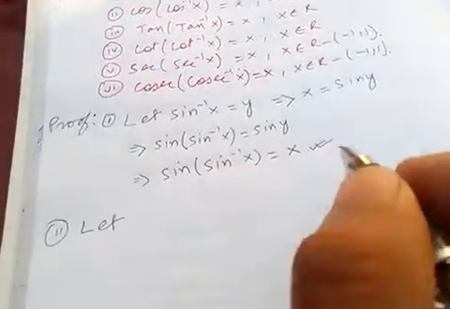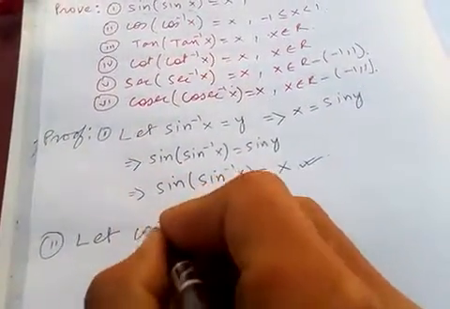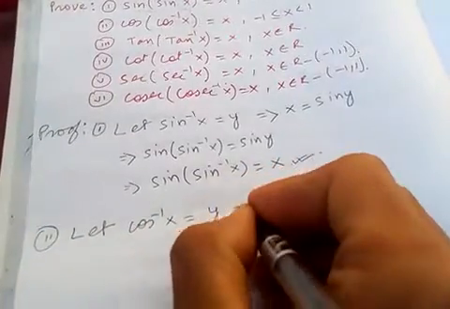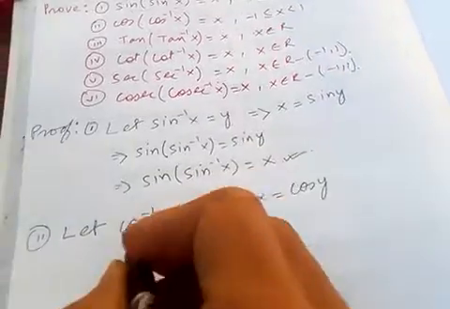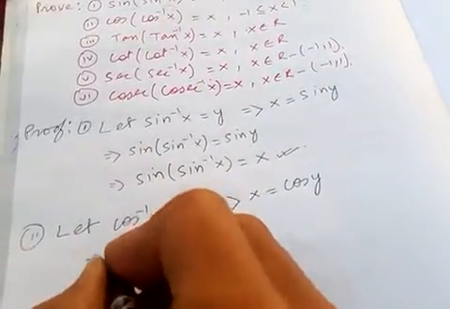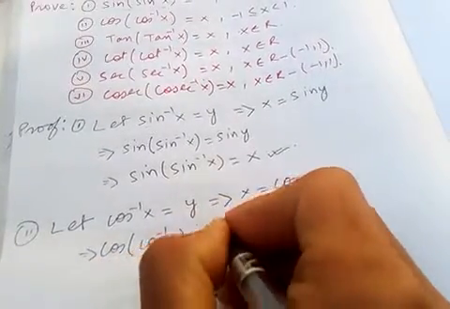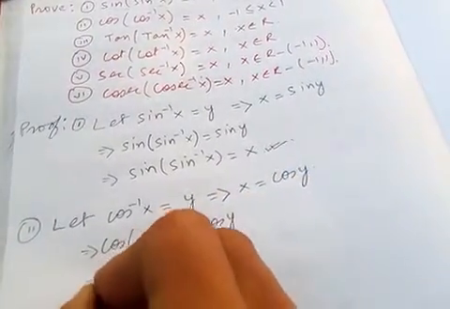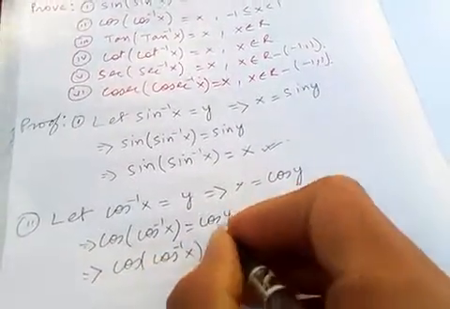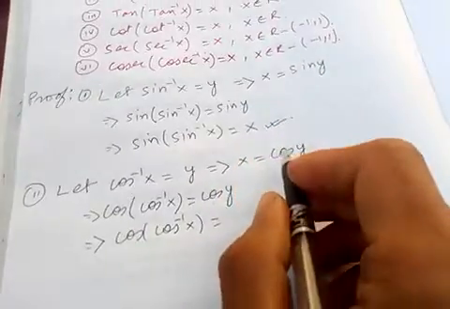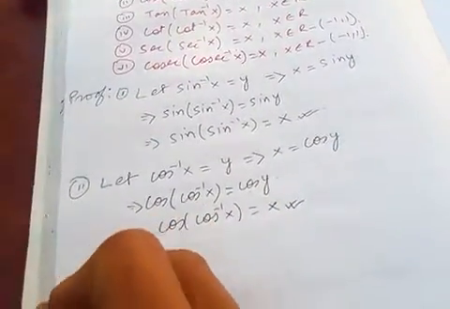And for the second, let cos inverse of x is equal to y, that means x is equal to cos of y. So this one, if you take cos on both sides, cos inverse of x is equal to y, and then you will get cos of cos inverse of x is equal to cos y, which is the same as x. So this is the second part.